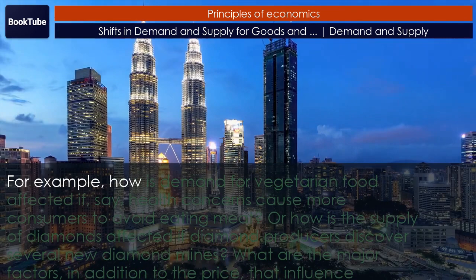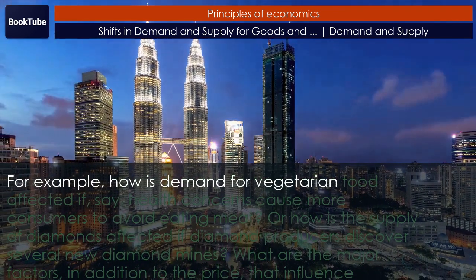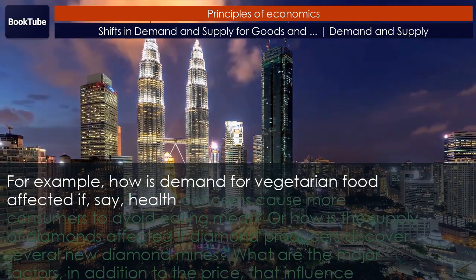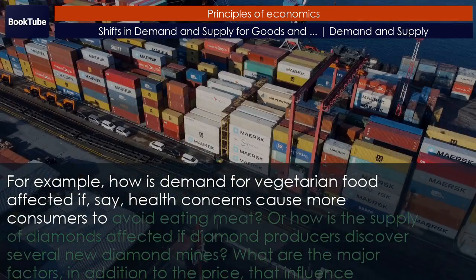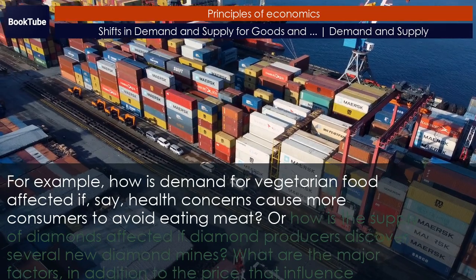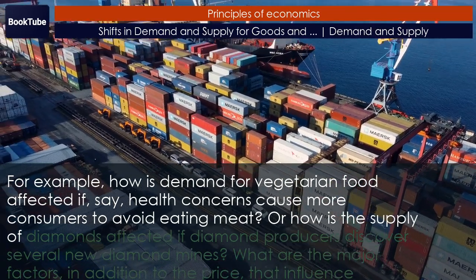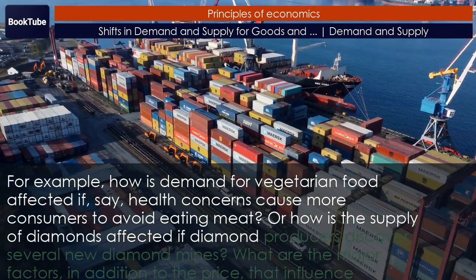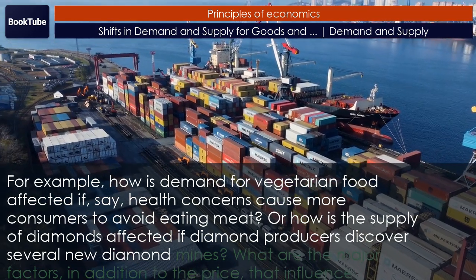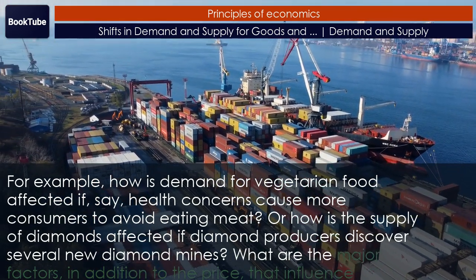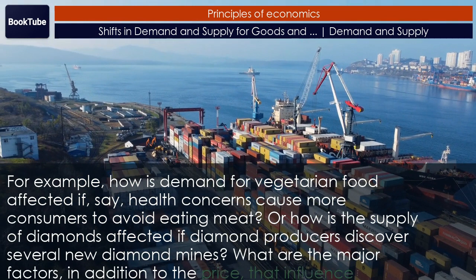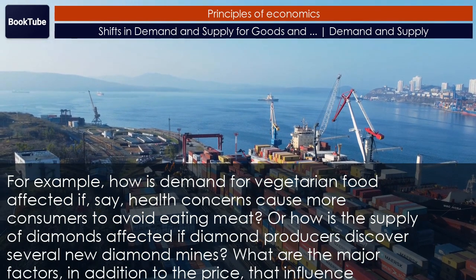For example, how is demand for vegetarian food affected if, say, health concerns cause more consumers to avoid eating meat? Or how is the supply of diamonds affected if diamond producers discover several new diamond mines? What are the major factors, in addition to the price, that influence demand or supply?